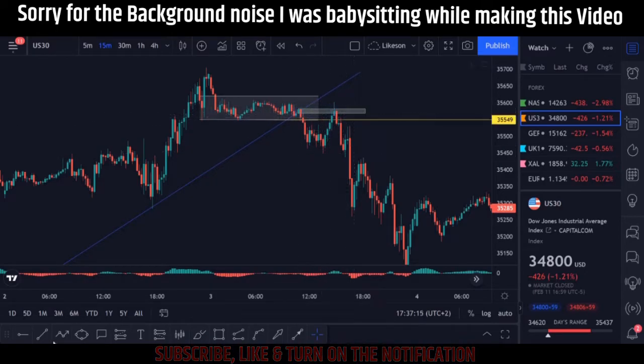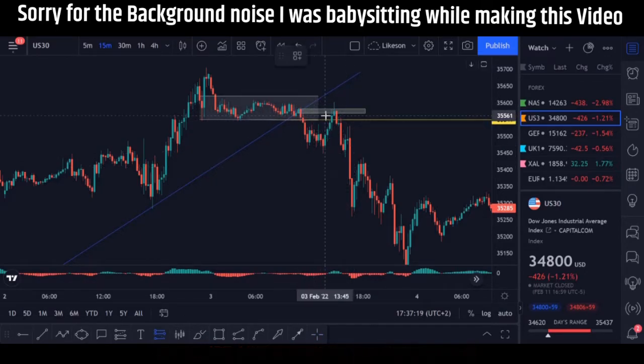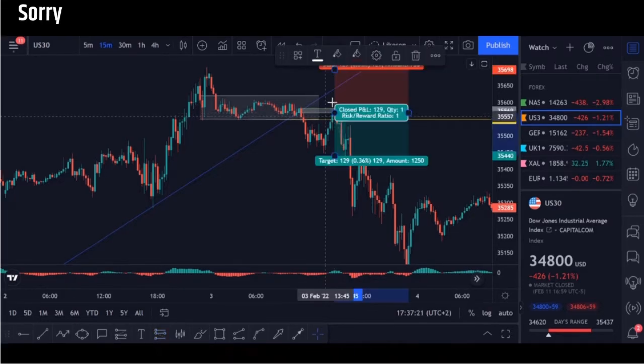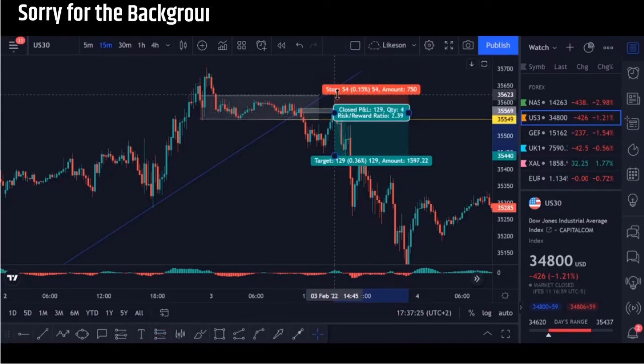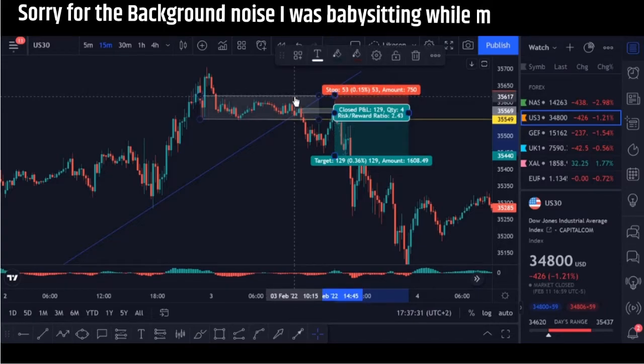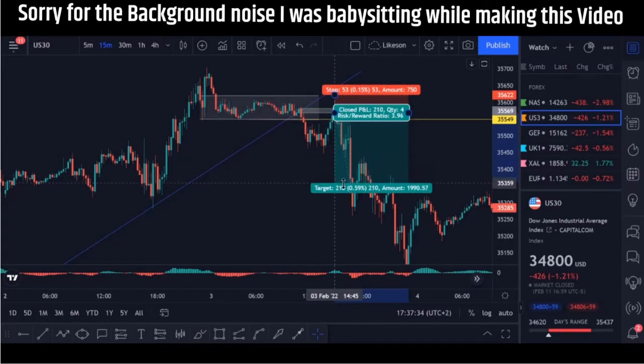If you're going to sell there, your stop loss is just going to be above where the liquidity area is, right? Just there. And then for the take profit, it is just up to you. When you're happy with your profit, you can take it.